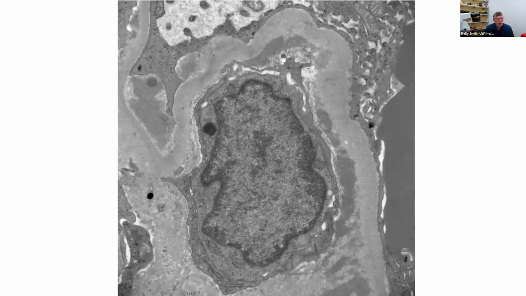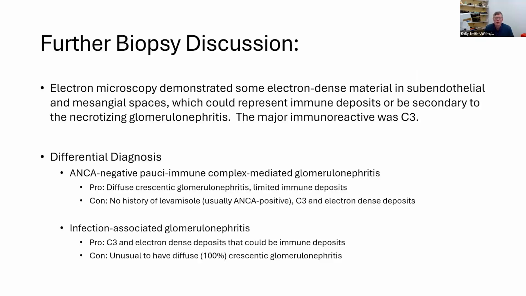So given that C3, given this clinical history and all this stuff, these could be compatible with immune deposits, and now I think that brings back into the fold that maybe this isn't just a pauci-immune thing, maybe this is an immune complex mediated thing. And then we had further biopsy discussion.